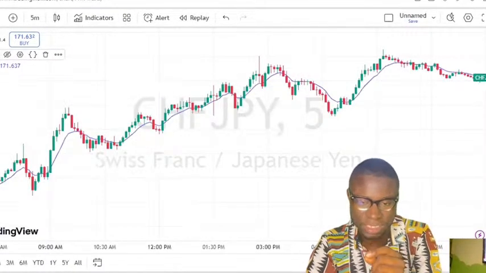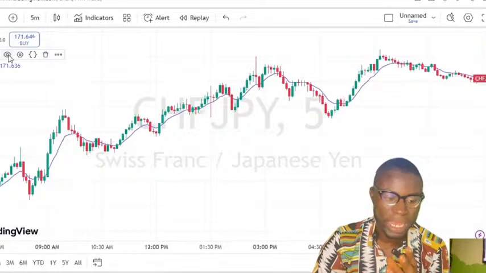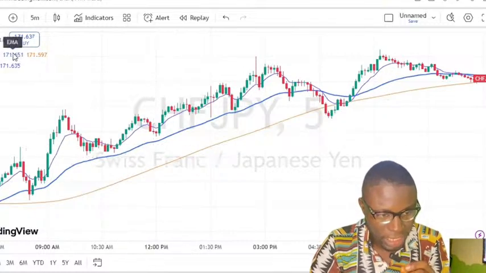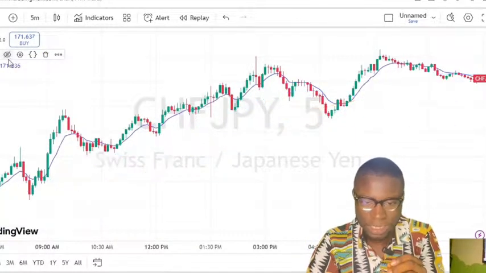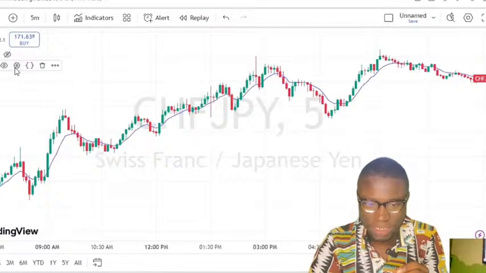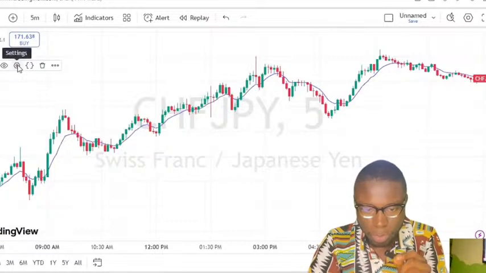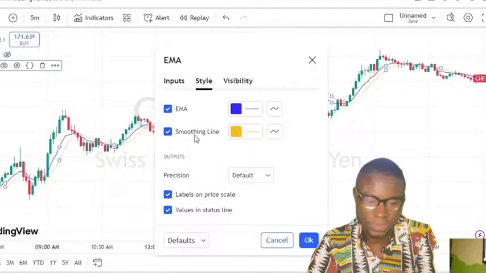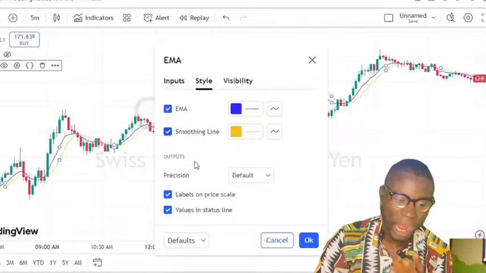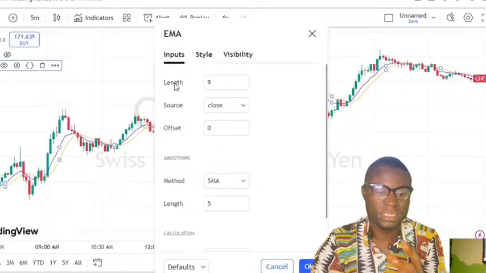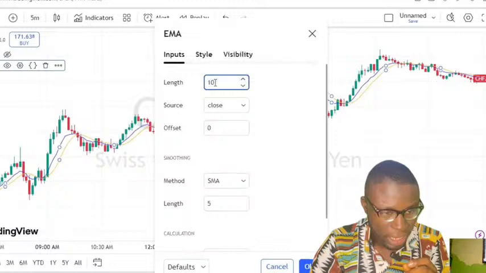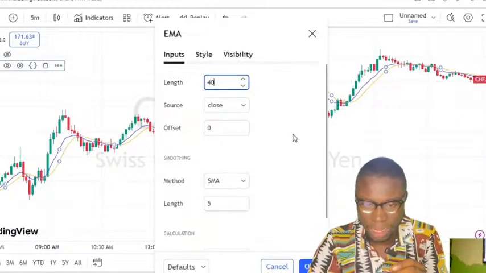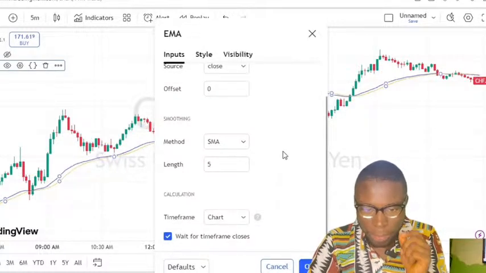I already have it here, the one I set up already, which is this one. This is the one I'm using. But I'm teaching you now how to set it up. Come to the settings icon here and click on it. It's going to appear like this. Check this box, the smoothing line, tick it, then come to inputs, click this and type in 40. Okay, 40, that's what I want. Then leave every other thing the way they are.